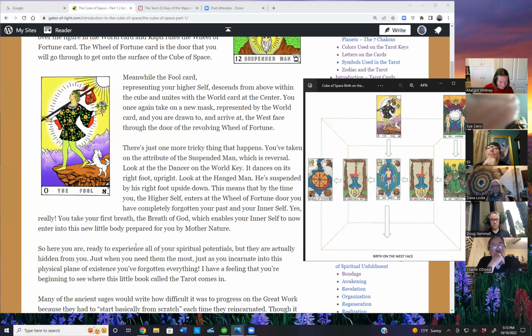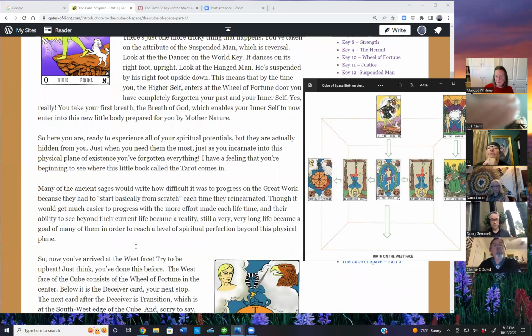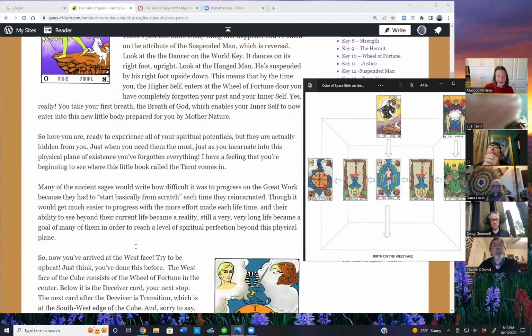So here you are, ready to experience all of your spiritual potentials, but they are actually hidden from you just when you need them the most. Just as you incarnate into this physical plane of existence, you've forgotten everything. I have a feeling that you're beginning to see where this little book called the Tarot comes in.